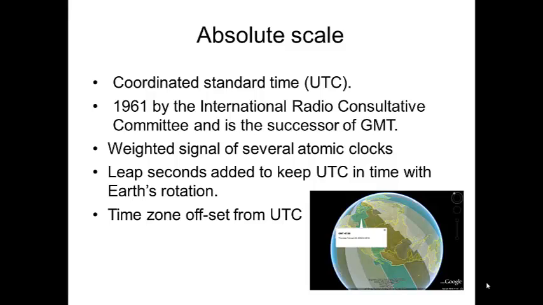And of course, round the back of the world, at the inverse meridian, you lose a day or gain a day, depending on which way you go, with the international date line.